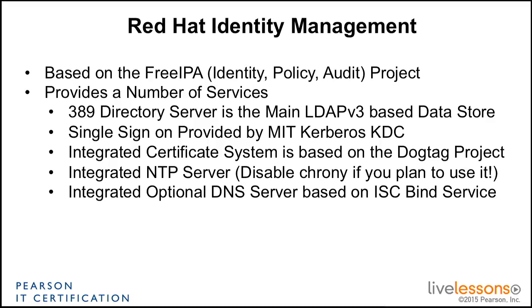So what is Red Hat Identity Management? Well, it is based on the FreeIPA project. IPA stands for Identity Policy Audit. And it provides a couple of services, all bundled together in one solution. The first is the 389 Directory Server, which is an LDAP version 3 directory server. It's a replacement for OpenLDAP. Then there is single sign-on provided by MIT Kerberos KDC. There's an integrated certificate system that is based on the Dogtag project. And there's an integrated NTP server. Also, there's an integrated optional DNS server that is based on the ISC BIND service. So what you can see here is that Identity Management really bundles a couple of pretty complicated projects together and provides one easy interface to set it all up.